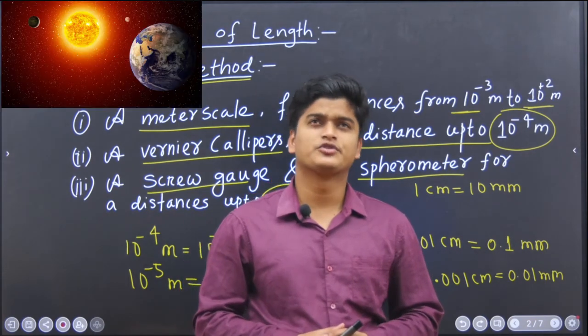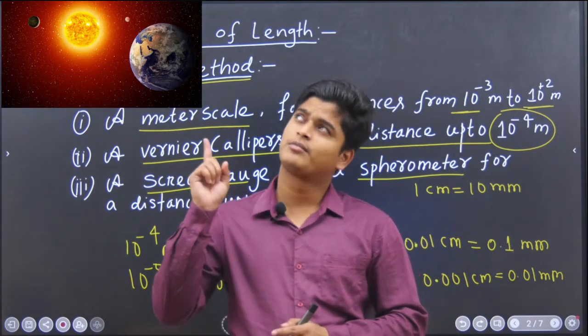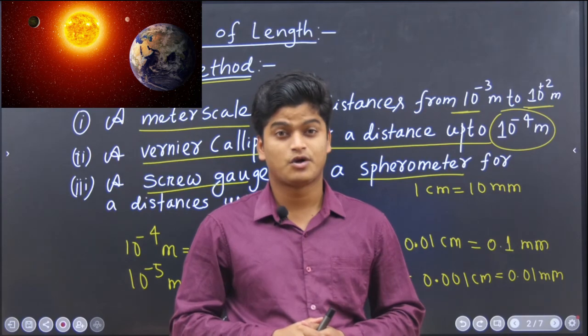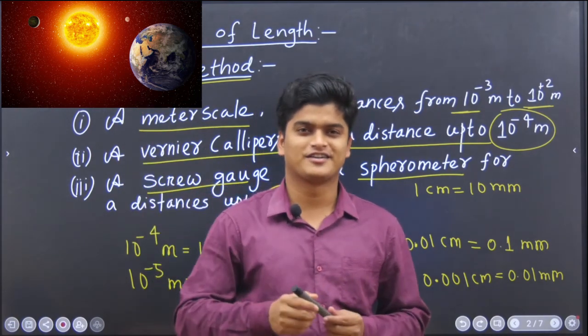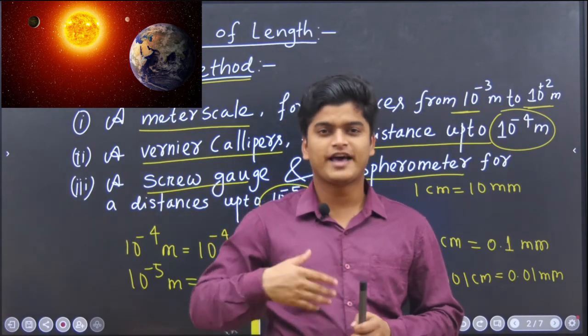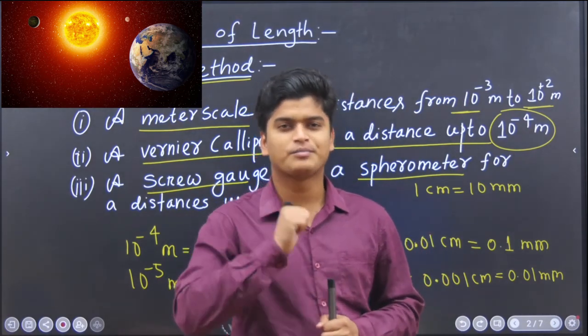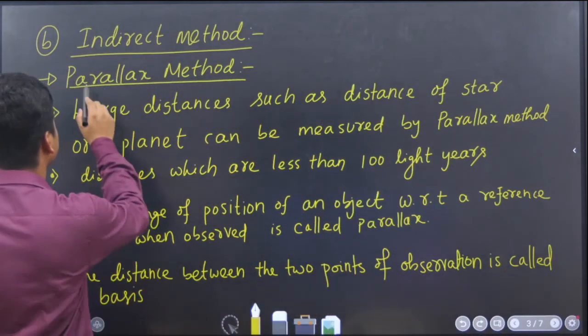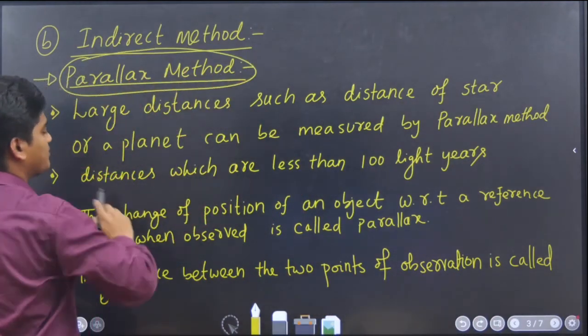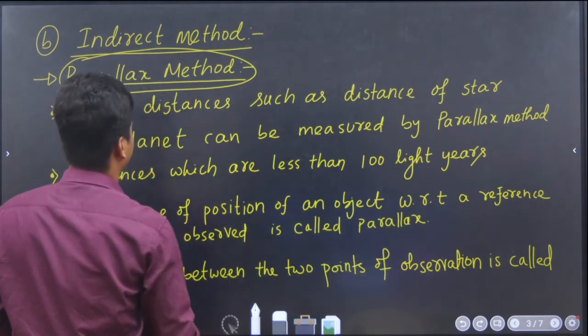Okay. Like suppose you want to find the distance from the sun to the earth. Now, what to do? You cannot take a scale and put it from the sun to the earth to get that length. So, there we have to use some other method. What type of method will come there? That is called basically the indirect method, the parallax method.